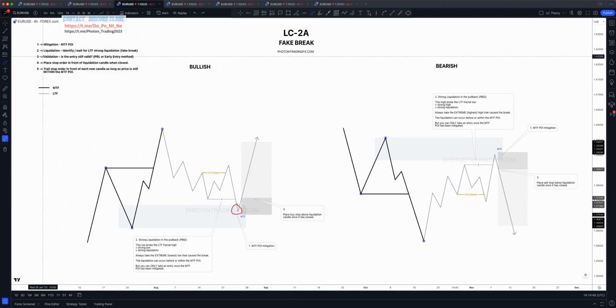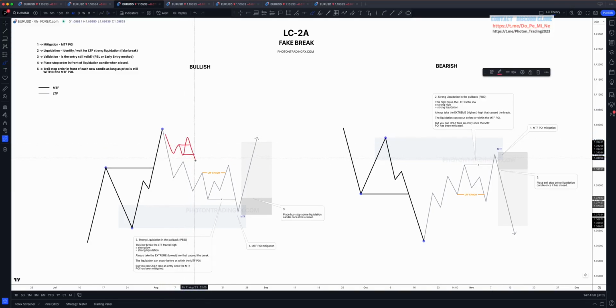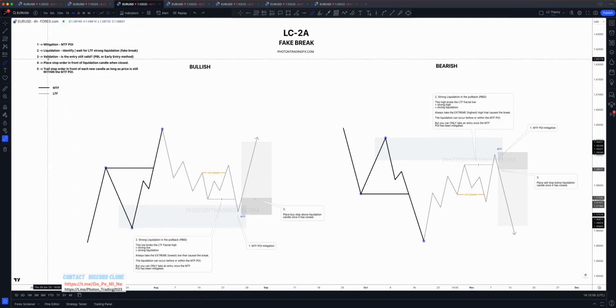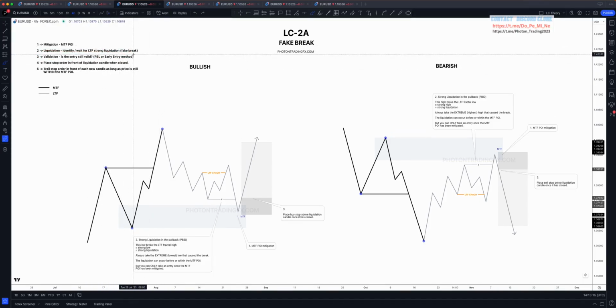Now, step 3, validation, we're not going to cover in this lesson. We'll cover that in a future lesson soon. But that's basically where sometimes you'll get like a liquidation all the way up here, right? Fake break, liquidated, and then price comes all the way down into your POI. And it's really like, well, is this liquidation relevant for here? And basically the validation lesson, which is coming up, will help you answer that. Okay, we have 2 methods for that. You pick one, the PBL method or the early entry method. But don't worry about that for now. We'll get to that later.